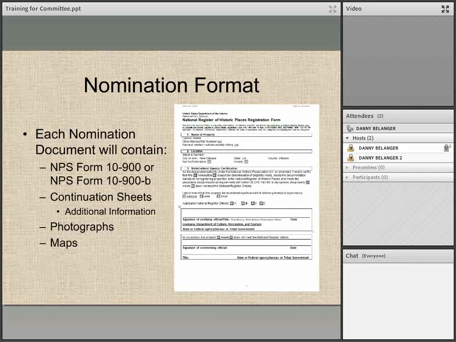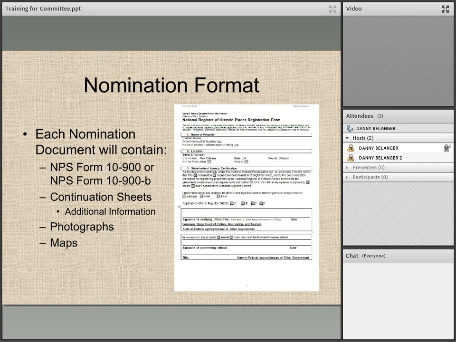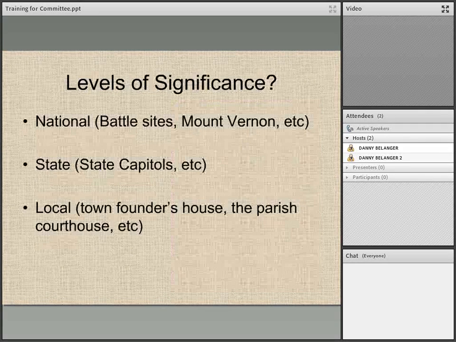Here's the format of a nomination. It'll include the document on the right, that is NPS Form 10900, and sometimes you'll have continuation sheets that look very similar, and you'll see those sometimes. All nominations will include photographs with them, and all nominations will include maps, including a topo map. Now we use Google Maps and ArcGIS maps, and also photo keys to go with those photos.